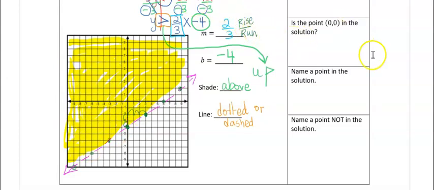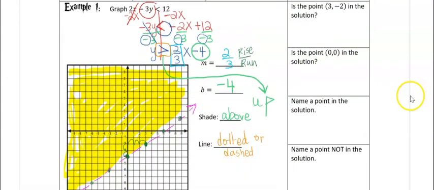All right. So let's take a look at these questions that they give us here. They say, is the point 3, -2, so that's our x and our y, right? Is the point 3, -2 in the solution? So let's find 3, -2. Oh, that's directly on top of our dotted or dashed line.